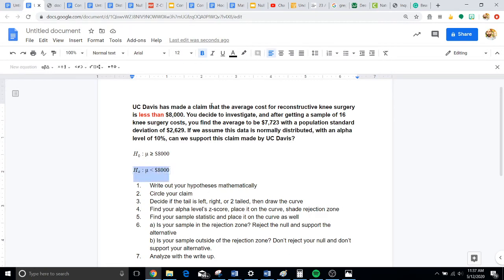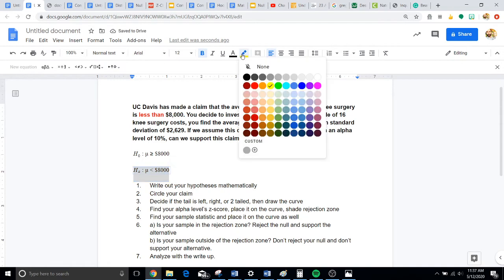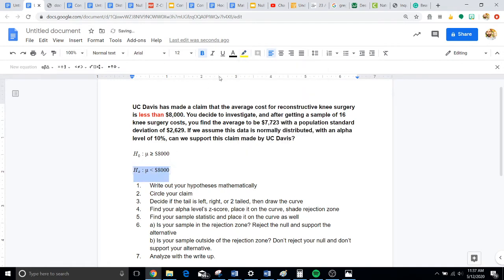All right, well, I can't really draw a circle with Google Docs, so instead we're just going to highlight it. We're going to highlight this whole alternative hypothesis because this is our claim. There we go. So our null hypothesis is listed. Our alternative hypothesis is circled, or in this case highlighted, so we have now gone through steps 1 and 2.